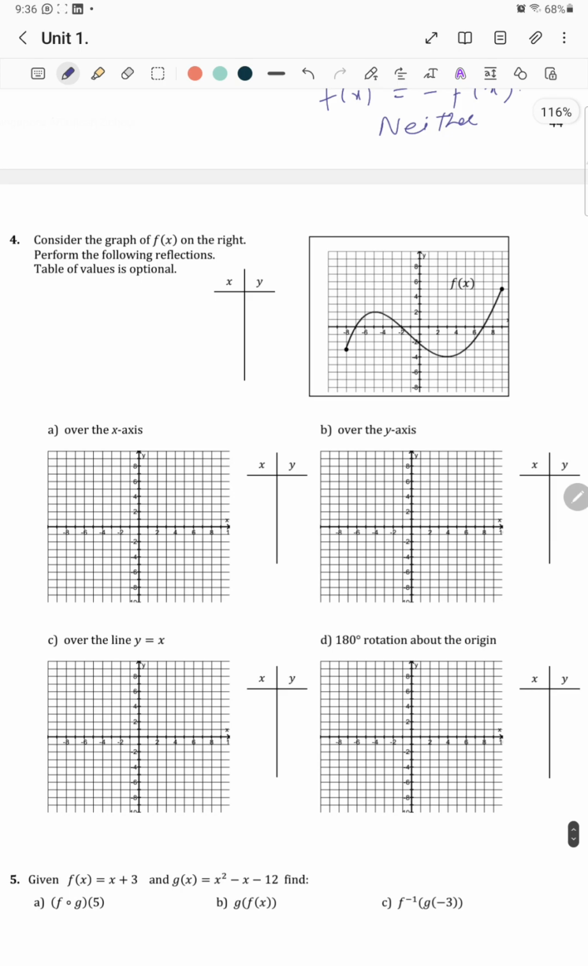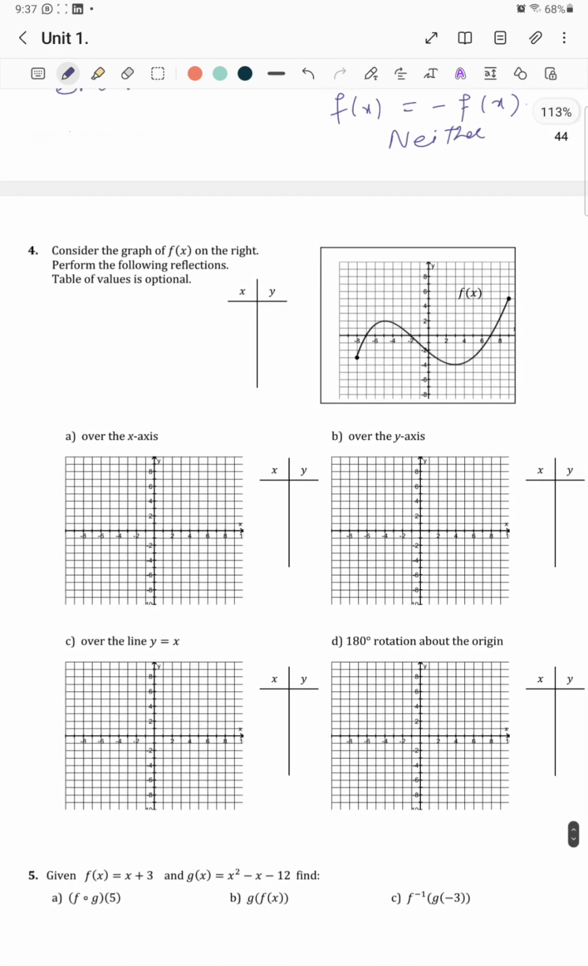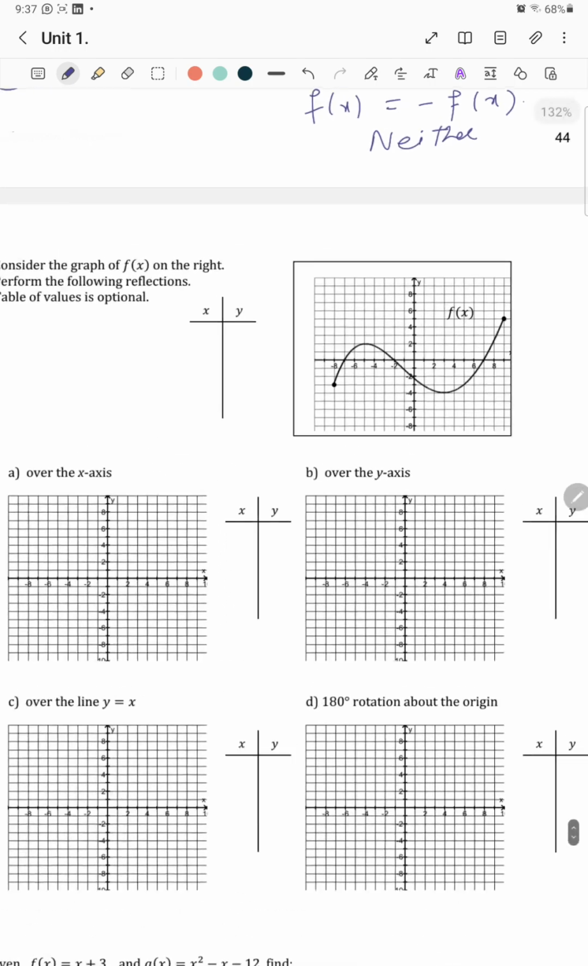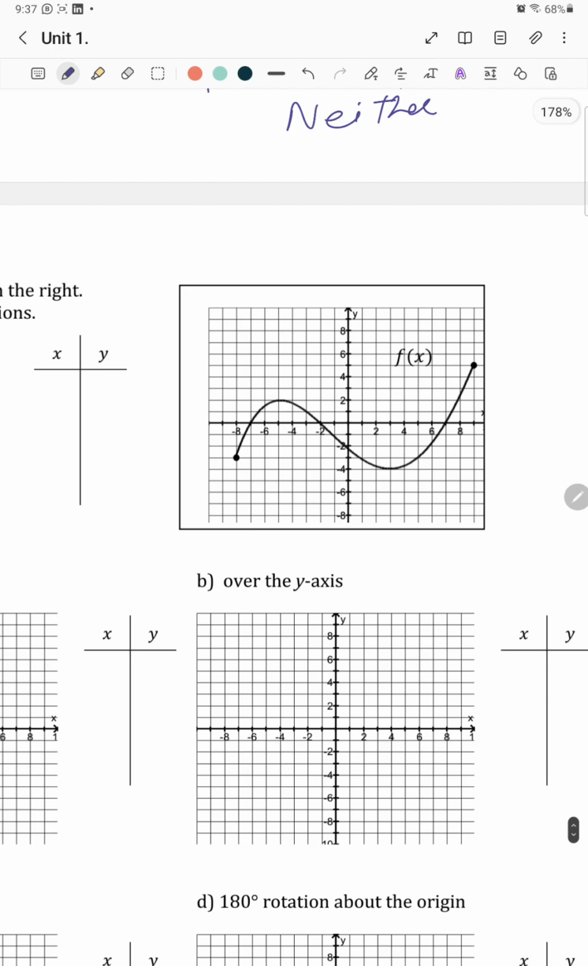Consider the graph of f of x on the right and perform the following reflections. A table of values is optional. Okay, we need to do the following reflections. So very easy. First of all, let's plot the values. X is -8 and y is -3.